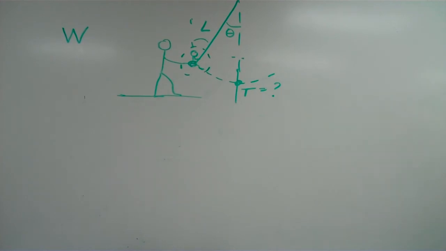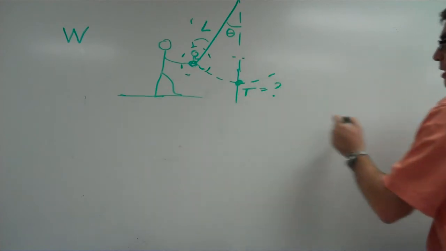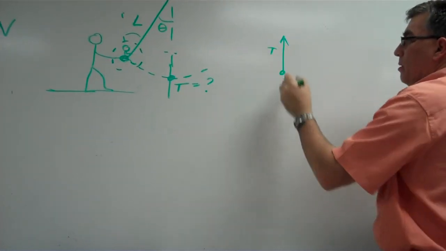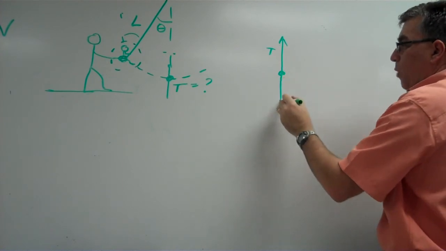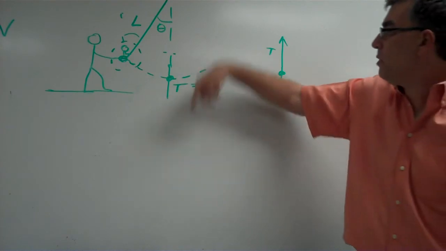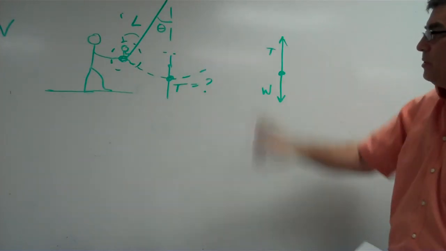And so what happens is, let's draw a free body diagram at the bottom of the swing. At the bottom of the swing, you're going to have the tension of the rope pulling up, and we're going to have the weight of the kid, W, going down. And I drew T bigger than W because it's going in a circular path, so there has to be a centripetal force going upwards.